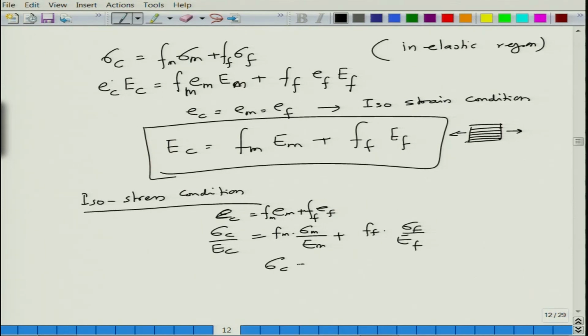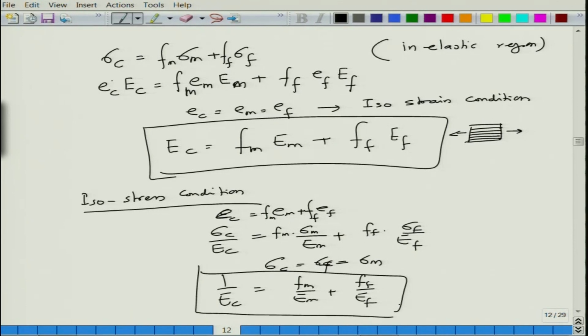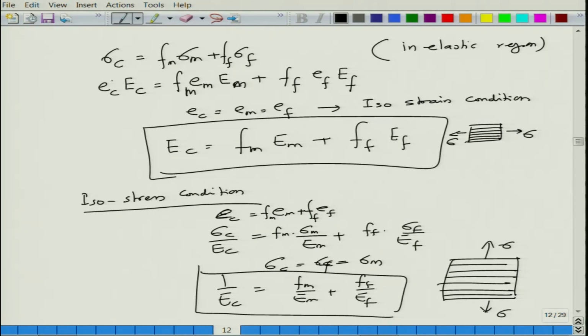And since sigma C is equal to sigma f is equal to sigma m, what we will get is 1 over Ec is equal to Fm over Em plus Ff over Ef. This is generally valid for this configuration when fibers are loaded like this, with sigma here and sigma here. So, it is the transverse loading condition, but for particulate reinforced composite we generally use the iso strain formula.